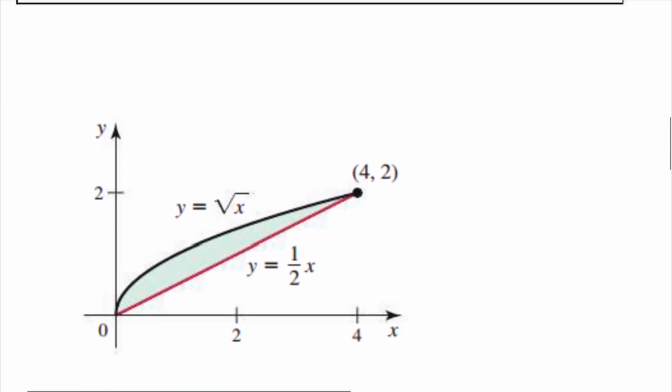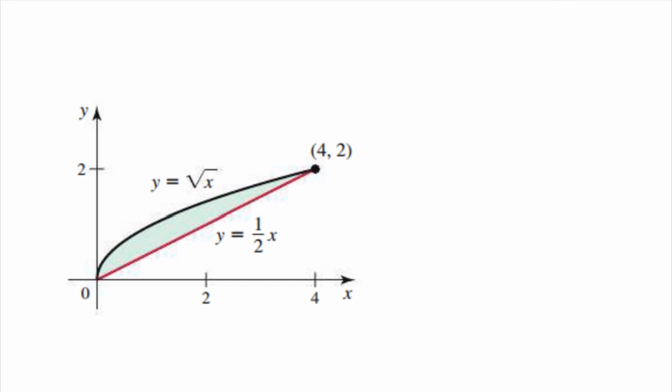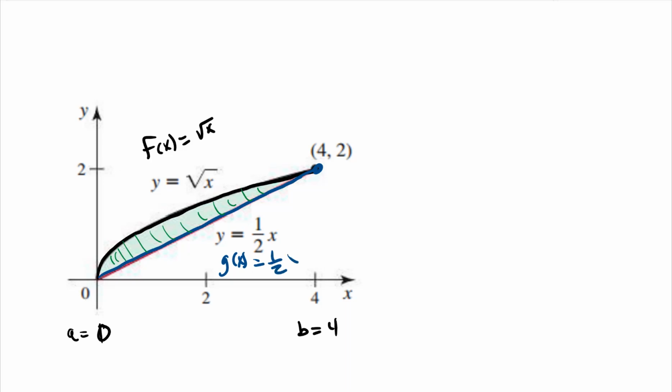So let's just see, hey, we got two functions here. We have the square root function from 0 to 4. And then we have the line y equals 1/2 x from 0 to 4, and then they connect. And we want to find this area between the curves. So we look at this and the top function, the one I'm going to call f, f of x is just equal to the square root of x. And then our bottom function, we call that g of x, is just equal to 1/2 x.